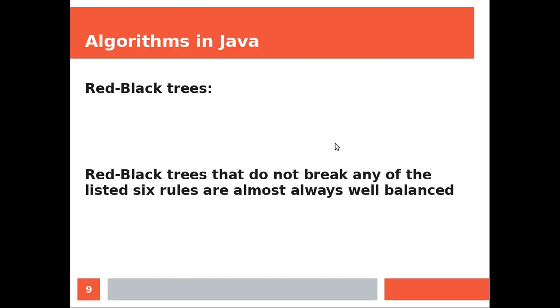Red-black trees that do not break any of the listed 6 rules are almost always well balanced.